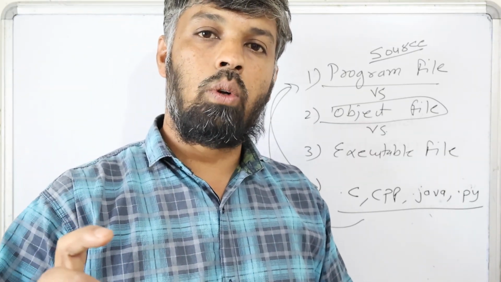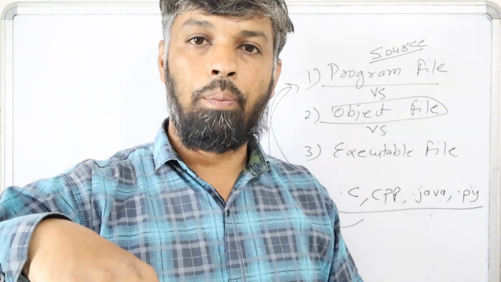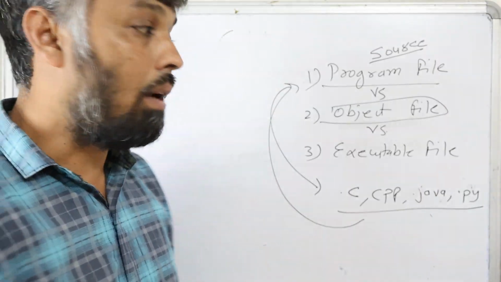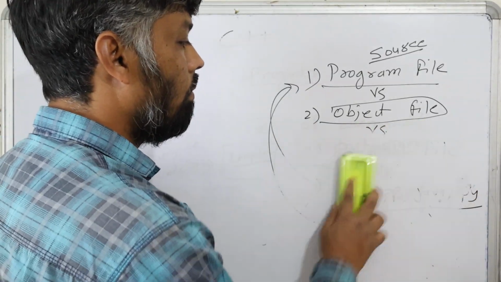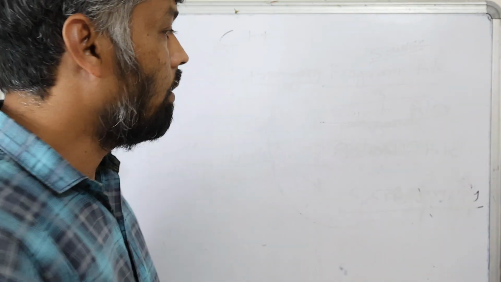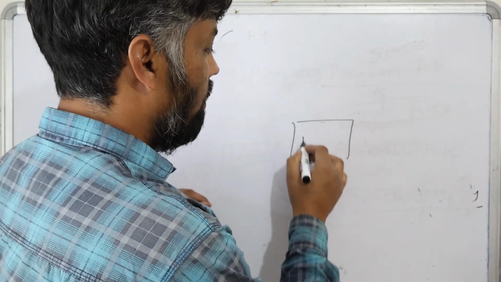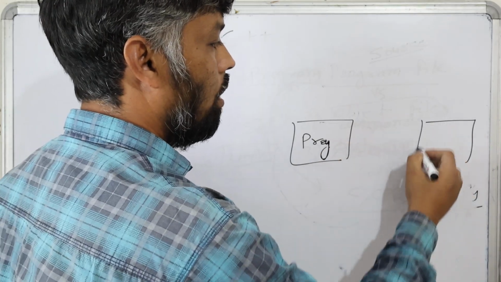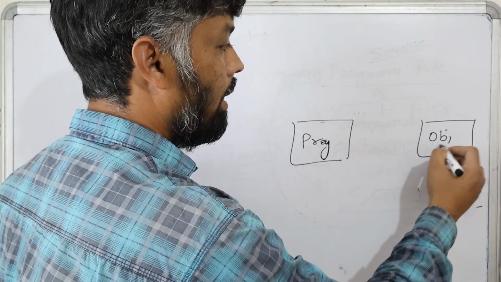So you understand what is compiler? The compiler actually compiles the entire program file. Why? Now here's the reason. So I am creating a diagram here. This is my program file, PRG, and this is my object file, OBJ. I am writing in short.